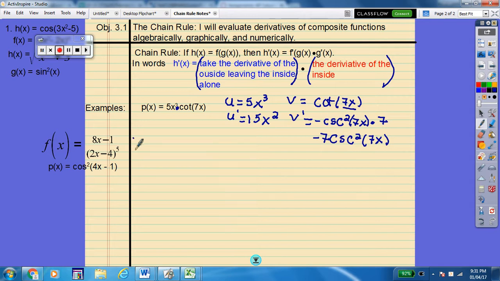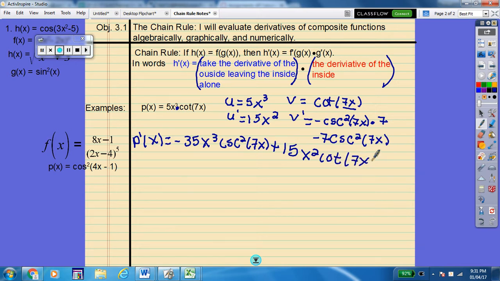So let's go ahead and run the product rule. That's going to say it's u times v prime, so that'll be 5x cubed times negative 7 cosecant squared 7x. So it's going to be negative 35x cubed cosecant squared of 7x, plus, and now we're going to multiply the v and the u prime, 15x squared cotangent of 7x. And that's it. There's really no more simplifying. We're done.